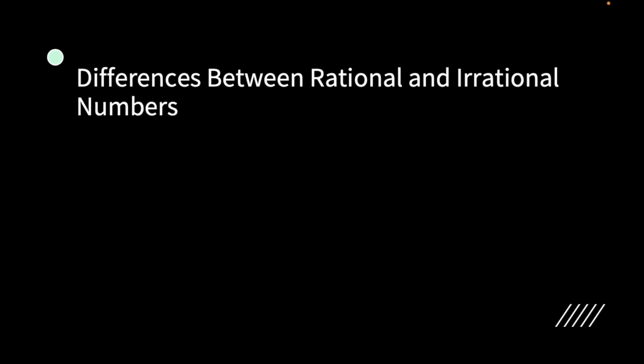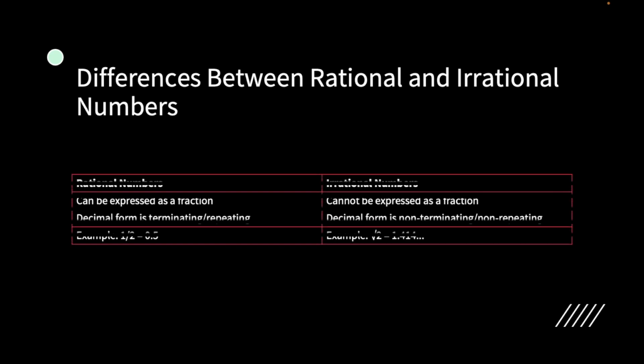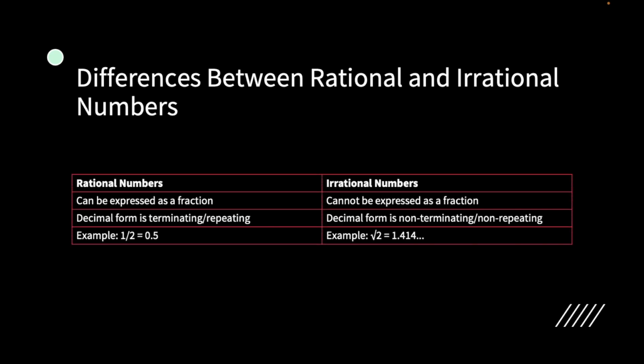Let's quickly compare rational and irrational numbers. Rational numbers can be expressed as fractions, while irrational numbers cannot. Rational numbers have decimal expansions that either terminate or repeat, while irrational numbers have non-repeating, non-terminating decimal expansions. For example, the number 1/2 equals 0.5, which is rational, while the square root of 2 is irrational because its decimal never ends and has no repeating pattern.